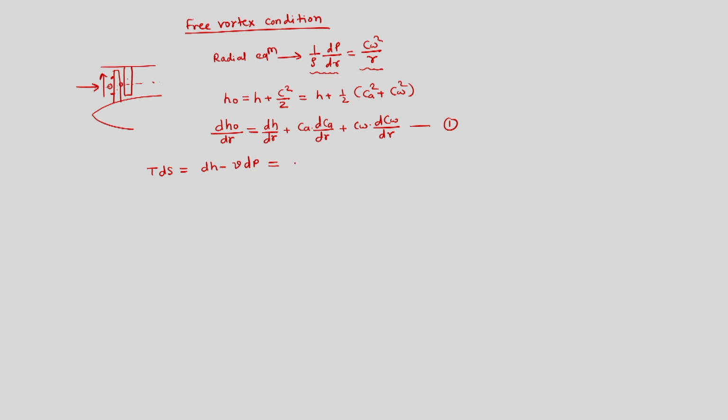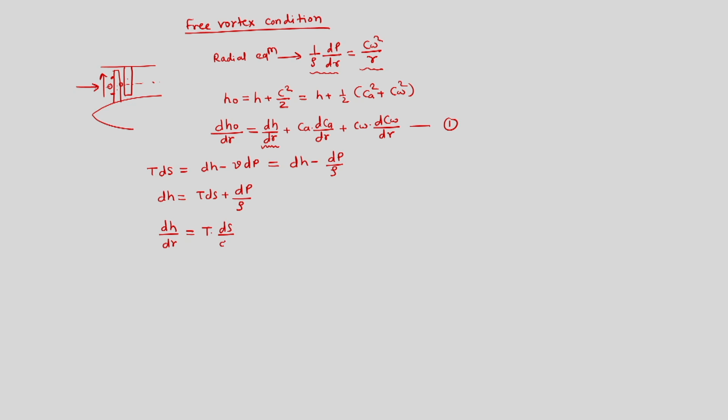So, that can be written as dH minus dP by rho. Then we can write dH is equal to TdS plus dP by rho. Now, here we can see that there is a term dH by dr. So, we can differentiate this equation, then we can get dH by dr.